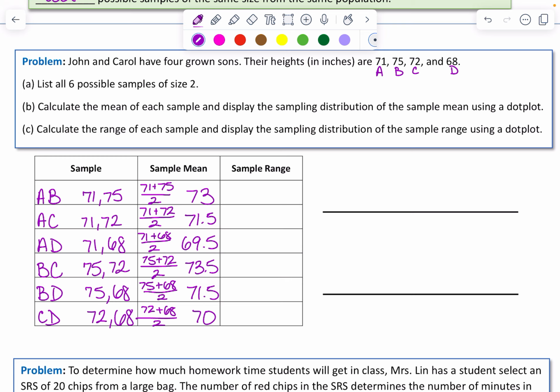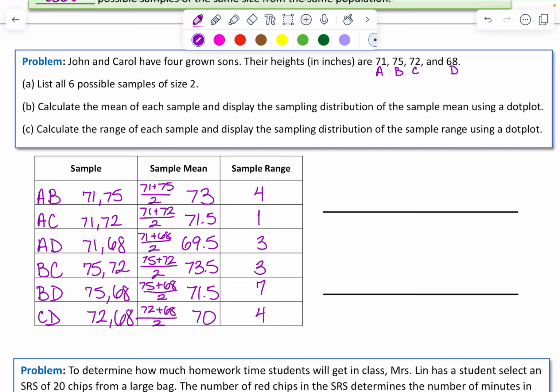Okay, now we're going to prove a point for something later on, so let's get the sample ranges. From 71 to 75, my range is 4. From 71 to 72, my range is 1. From 71 to 68, my range is 3. 75 to 72 is 3. 75 minus 68 is 7. And 72 minus 68 is 4.